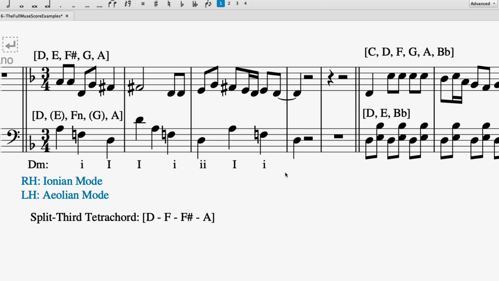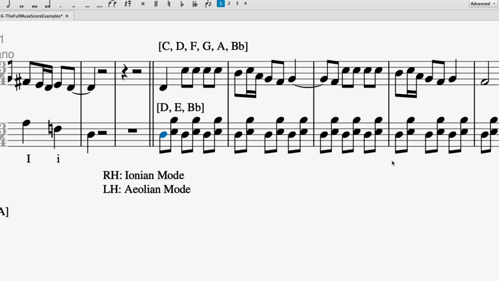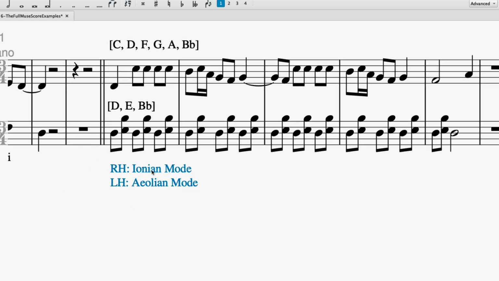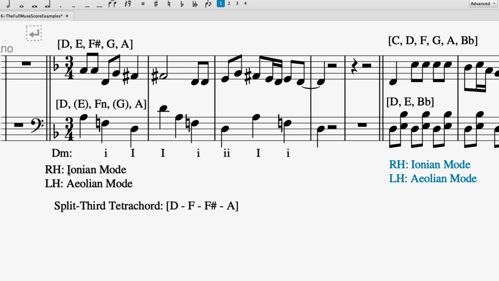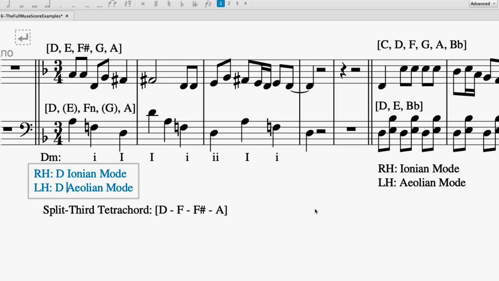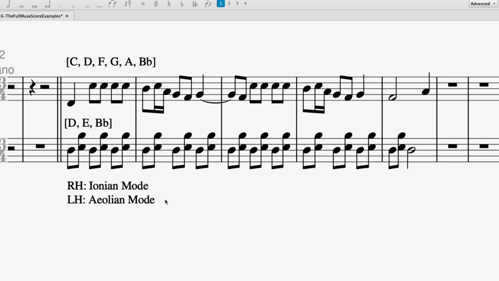So let's look at, could that be happening over here? Now before, over here, we were using the same mode, right? This was D Ionian and D Aeolian. Could that be true over here? I actually don't think it is. I think we're still using D Aeolian in the left hand, but we're actually using F Ionian in the right hand. Because if we look through here, basically we have an F major scale here.